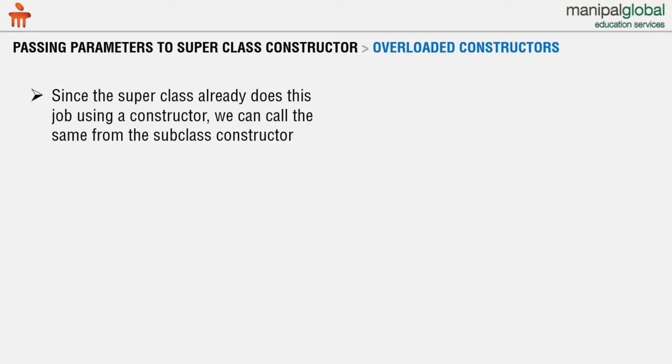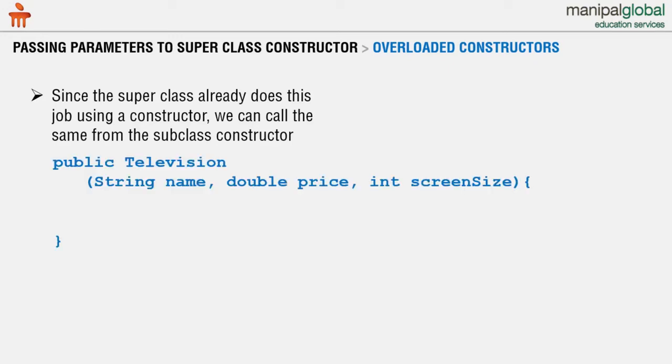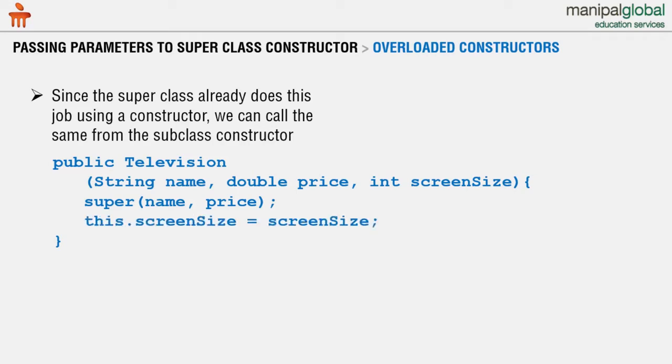Now we want to make use of the superclass constructor by using the super keyword as if it is a function call, and we receive name and price, we simply supply them to that. But remember, the call to the superclass constructor must be the first statement, and you can only have one super call in one single constructor. After the superclass constructor finishes its job, it will come back to this code here. That is when we take the screen size and assign it to the screen size.